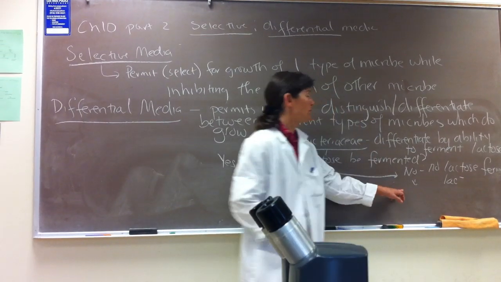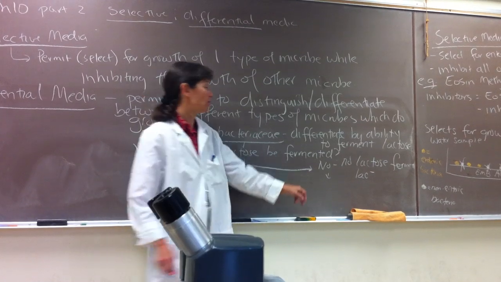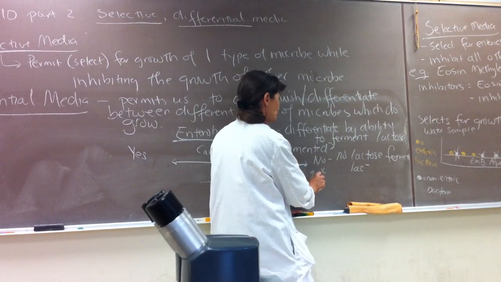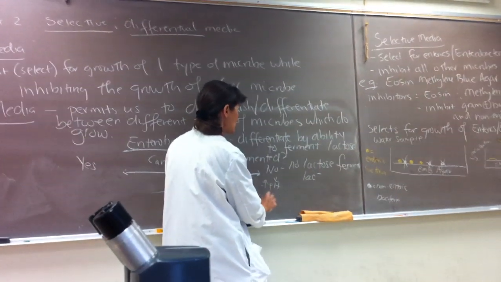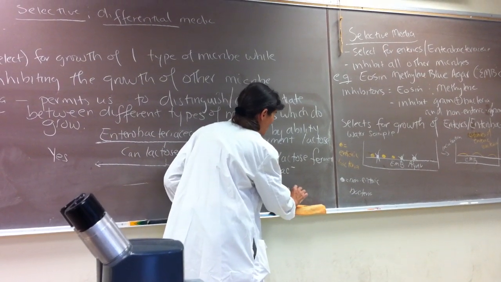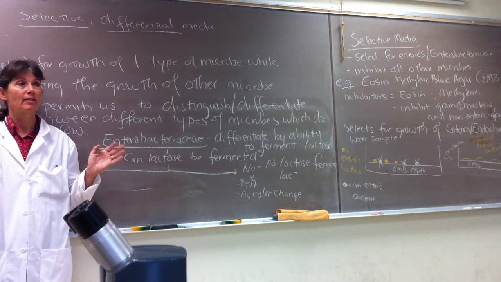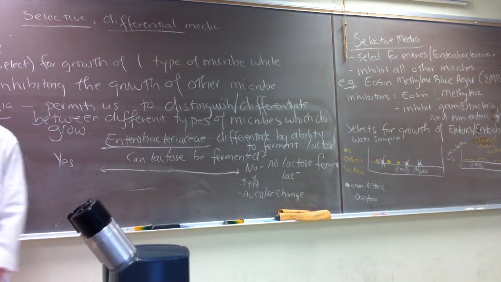So if we have lactose negative enterics growing on Eosin methylene blue, we'll have an increase in pH, and we'll see no color change in the medium. The colonies and the agar remain the same color as it started out as. So that's not very exciting.